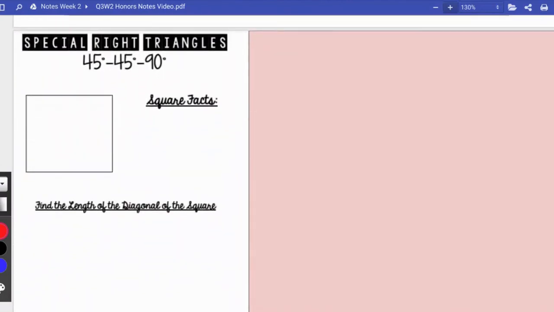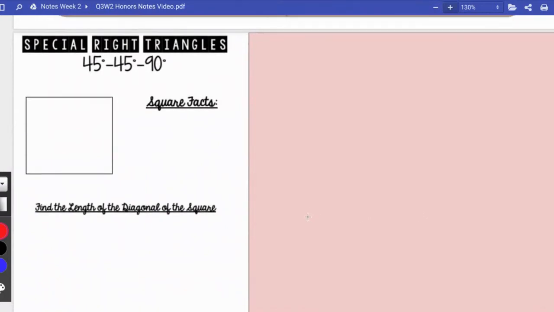So first thing I want to talk about is just the 45, 45, 90 and the 30, 60, 90 triangles. We have two different types of special right triangles. The reason why these are called 45, 45, 90 is because two of the angles are 45 degrees and one of the angles is 90 degrees.